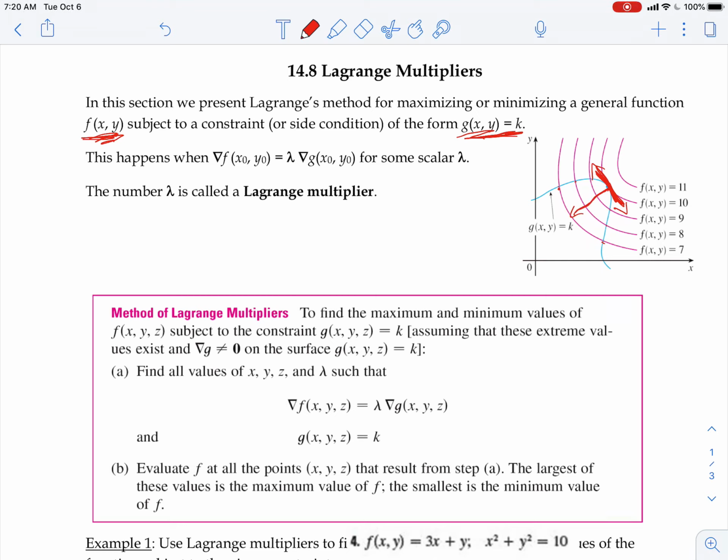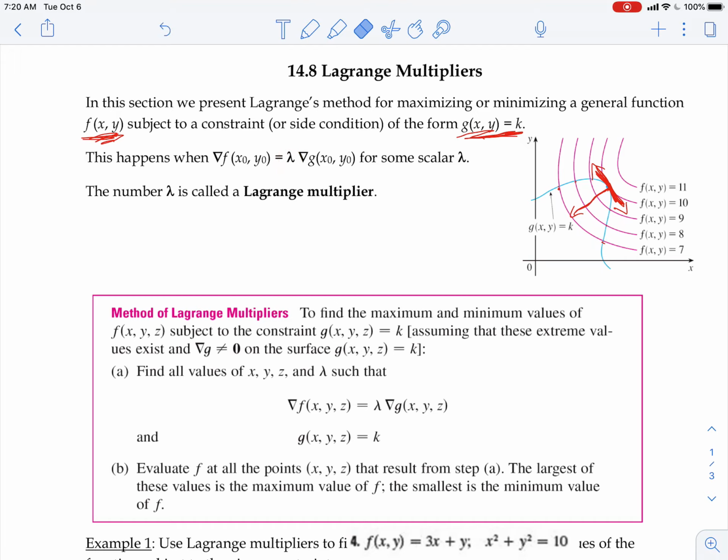And because they have the same normal vector, we can say this. Another way of saying the normal vector is just taking the gradient of f, because that's the partial of x and partial of y. So what we can say is that this happens when the gradient of our f function is equal to some scalar, and the scalar is going to be lambda times the gradient of g. So their normals are going to be equal to some scalar.